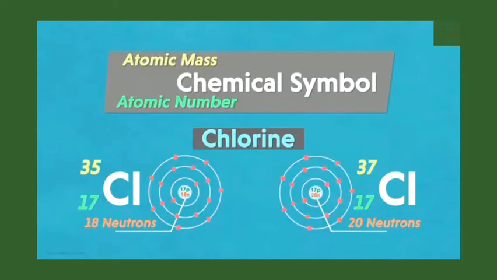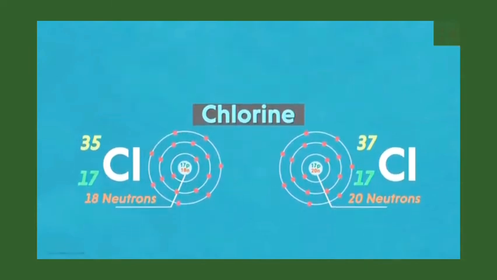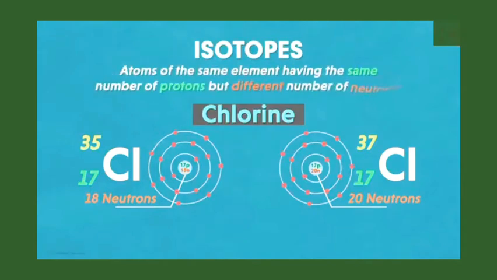There are many such cases where atoms of the same element exist in different forms. These forms are called the isotopes. Yes, in simple words, isotopes are defined as the atoms of the same element having the same number of protons but different number of neutrons. Just as we saw in the case of chlorine, all the atoms have 17 protons, but a few of them have 18 neutrons while some others have 20. So these are the isotopic forms of chlorine.